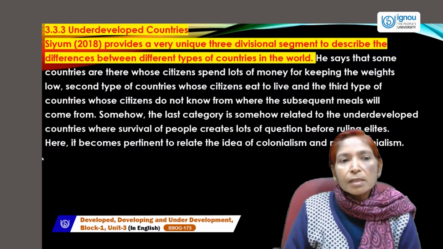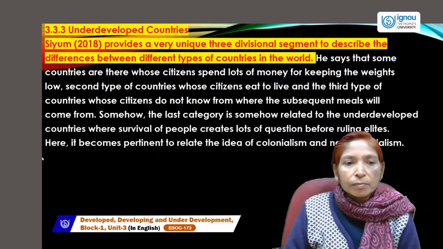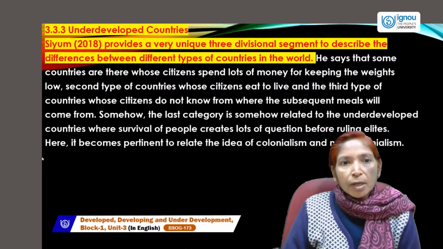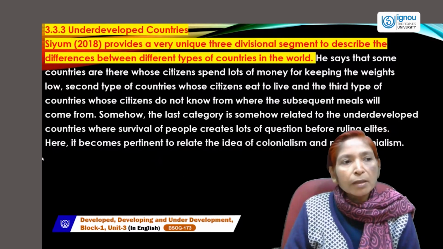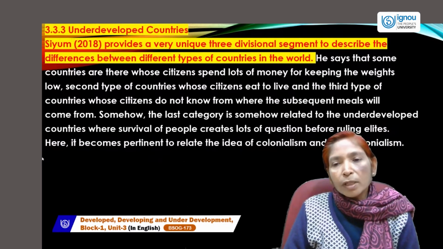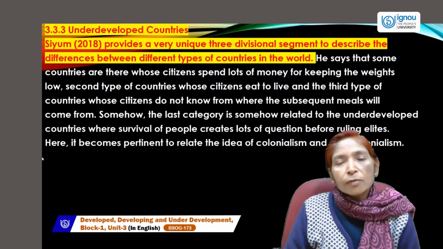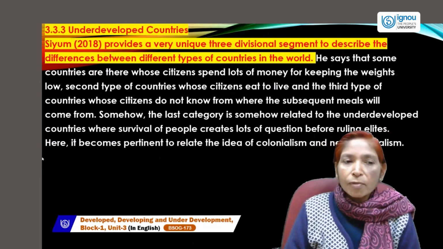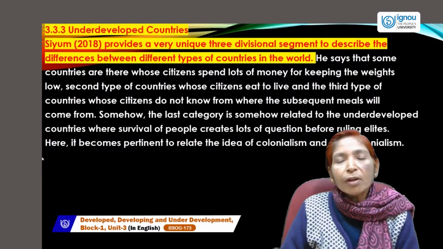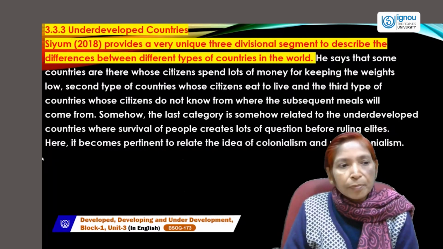The third type of countries whose citizens do not know from where the subsequent meals will come from. So the last category is related with underdeveloped countries. And developed countries spend lots of money for keeping the weight low. And in developing countries, citizens eat to live. And the third type of country in which citizens don't know from where the subsequent meal will come from, that type of country is called underdeveloped countries, where survival of people creates lots of questions before ruling elites.